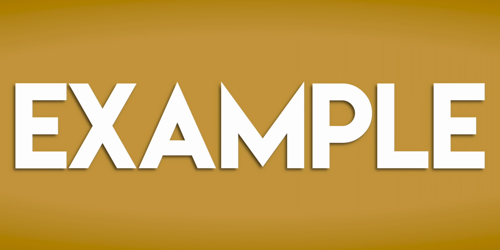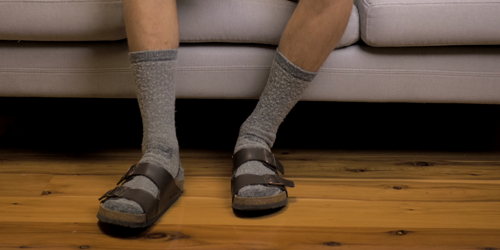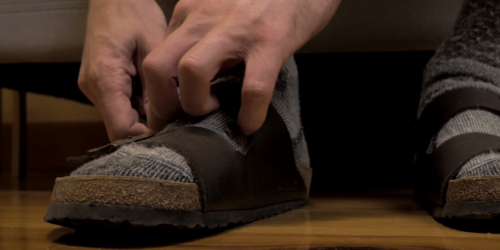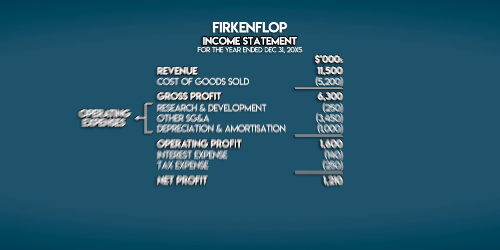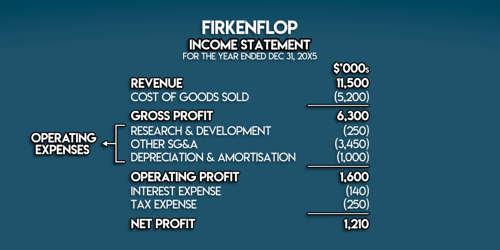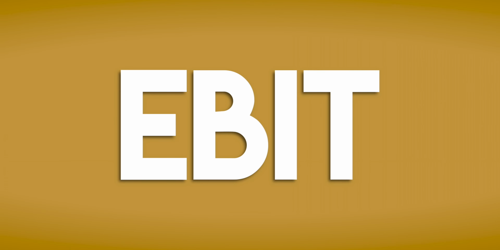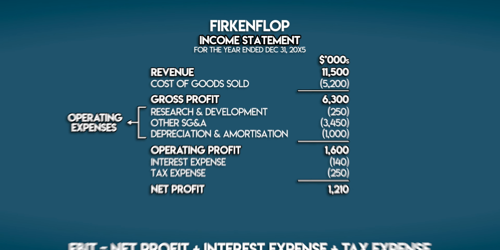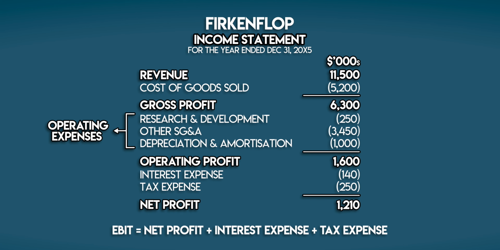Time for an example. Ōl is a company that makes sandals, which can be paired with woolly socks for a sublime combination of comfort and style. Here's their income statement for the year ended 31st of December. How do we calculate Ōl's EBIT, their earnings before interest and taxes? Well, we know that EBIT is equal to net profit plus interest expenses and tax expenses.